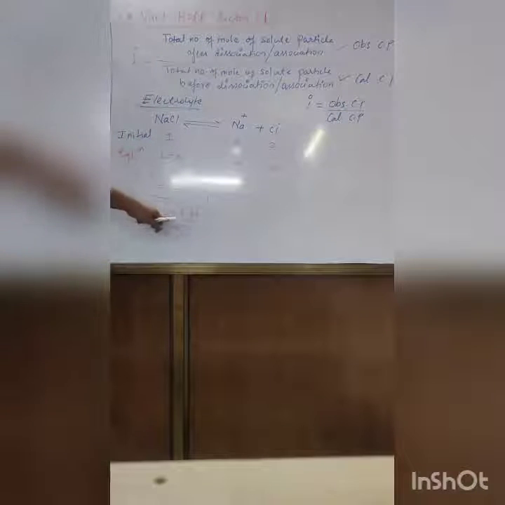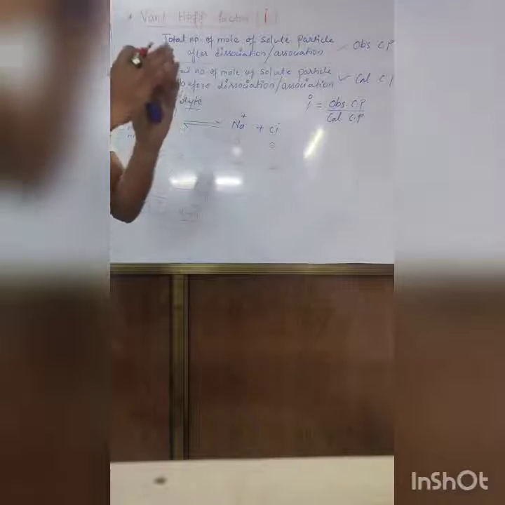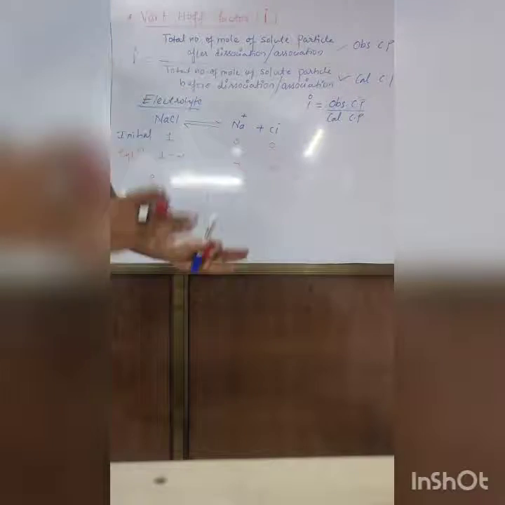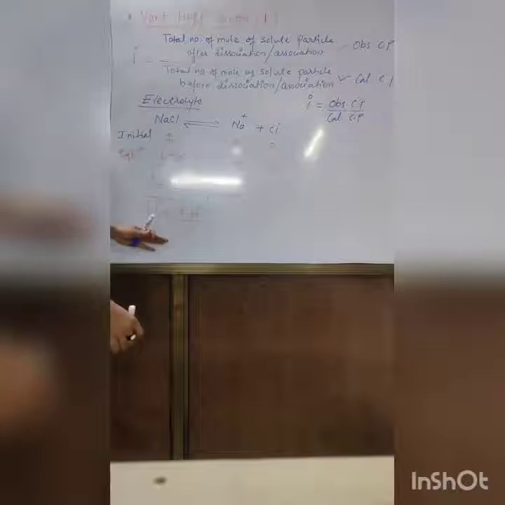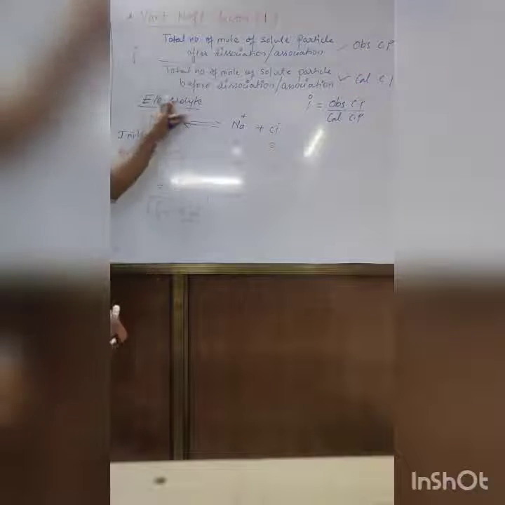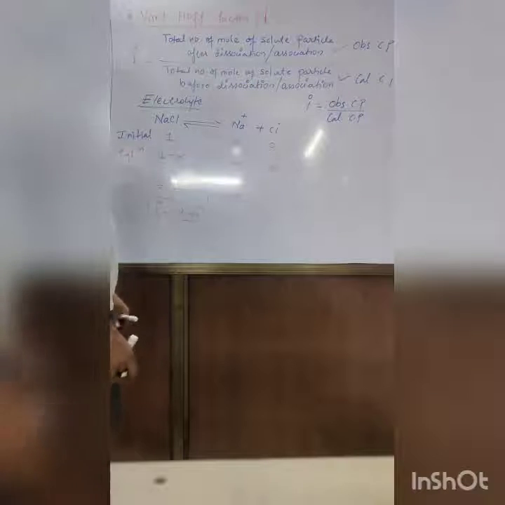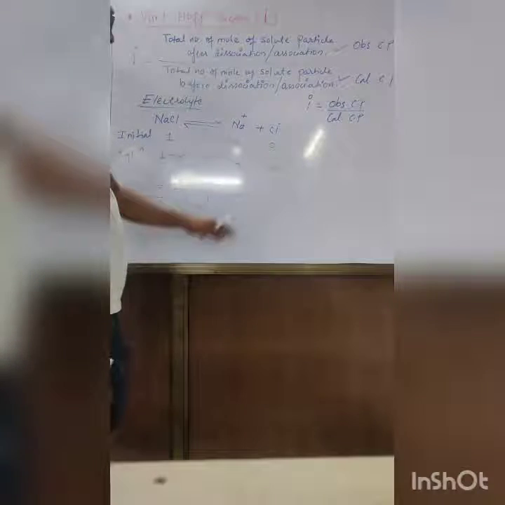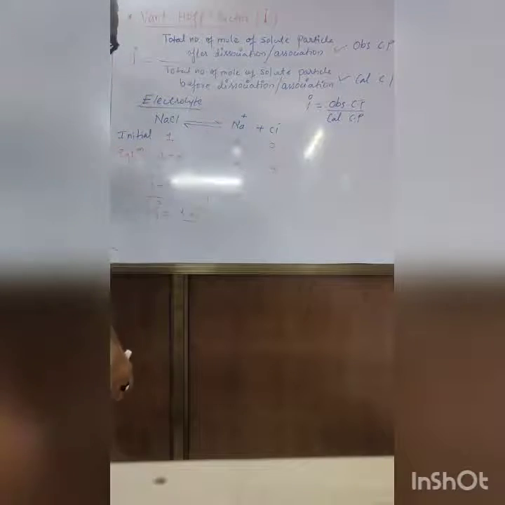So i is equal to alpha plus 1 upon 1. This is for an electrolyte which does not undergo complete dissociation. Now, in order to prove it, if NaCl dissociated 100%, what should the answer have been? The answer should be 2 by 1. After dissociation, we just have to prove it here.